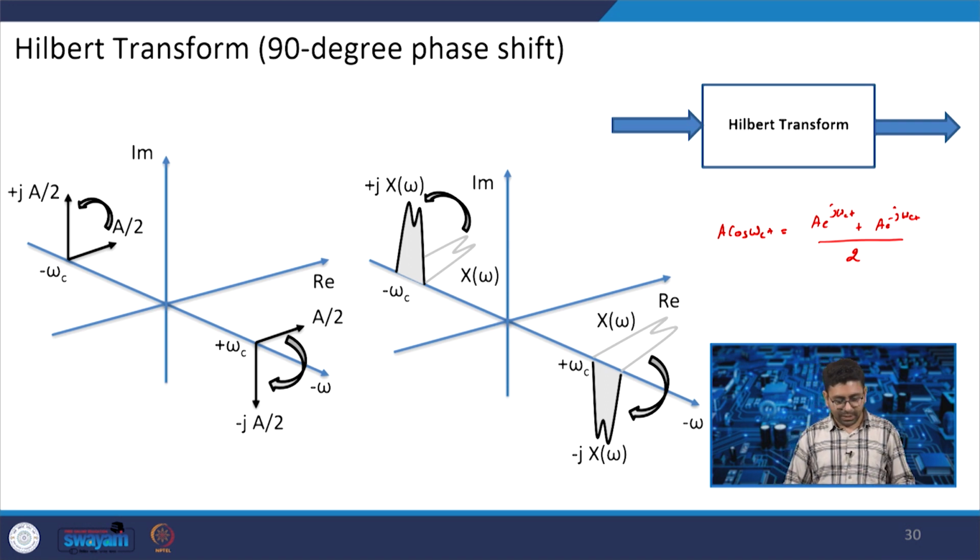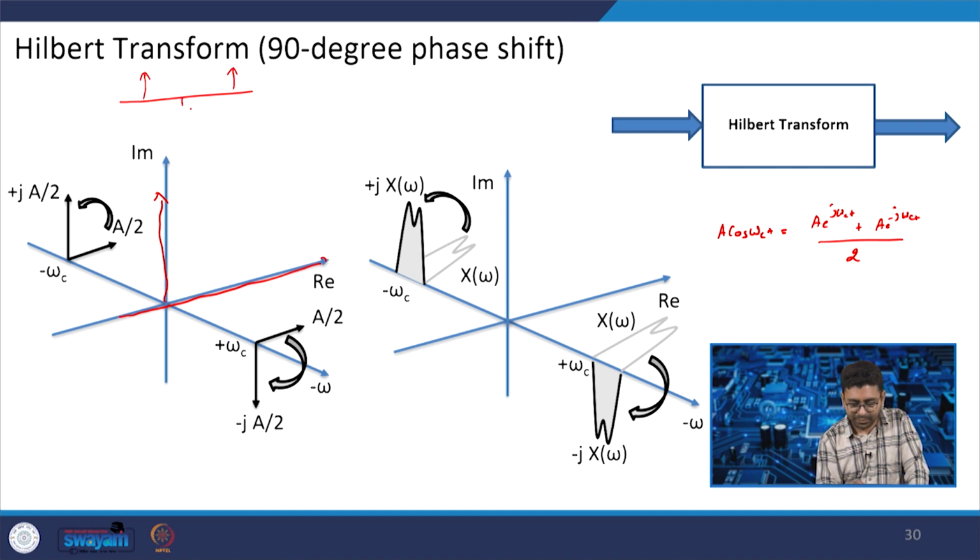If we try to draw this, there is a real plane and an imaginary plane. The cos you can easily represent on the real plane. If I draw the two-dimensional picture, then cos omega_c t is centered at omega_c and at minus omega_c, and the amplitude is A by 2.